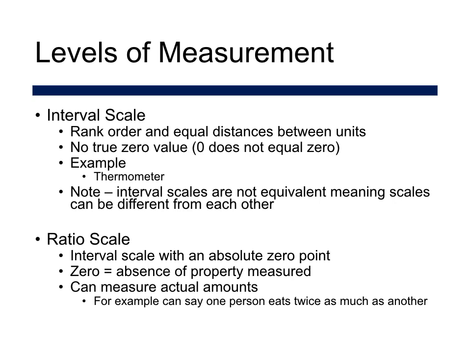Ratio scales are interval scales, but there is an absolute 0 point, and 0 represents the absence of the property being measured. Ratio scales allow us to measure actual amounts. For example, we can say that one person equals twice as much as the other. Ratio scales allow us to truly measure what that amount is.